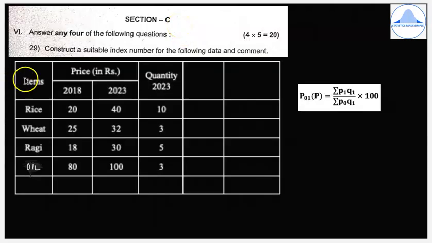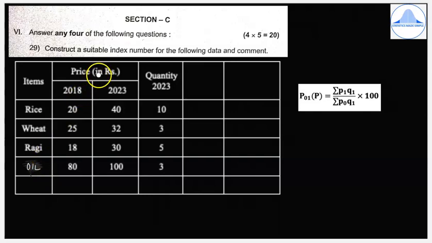Section C, sixth main, answer any four of the following questions. 4 into 5 is equal to 20. 29th question, construct a suitable index number for the following data and comment. The items are given as rice, wheat, ragi and oil.